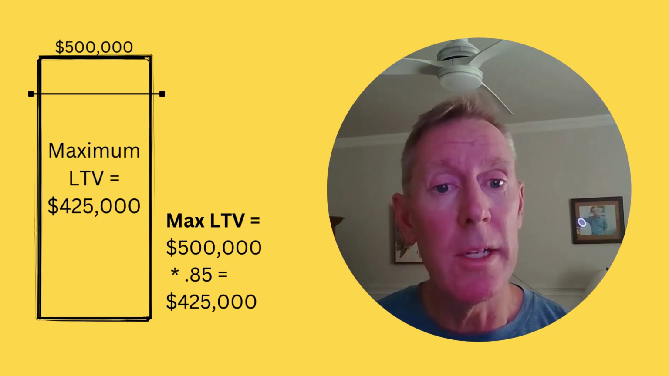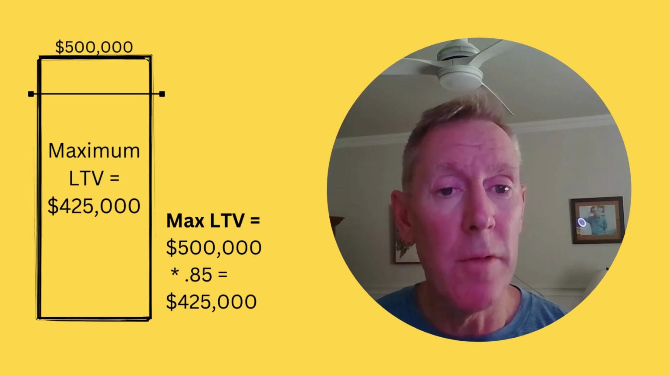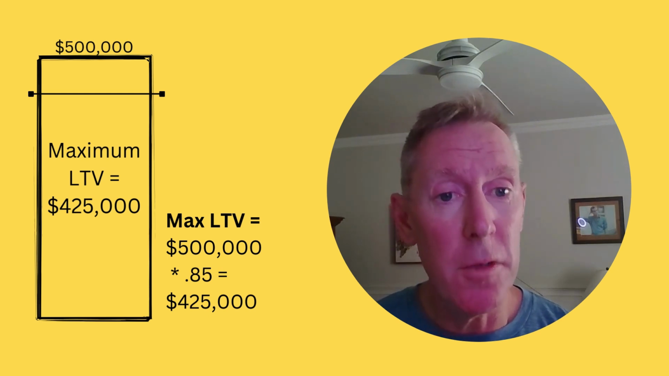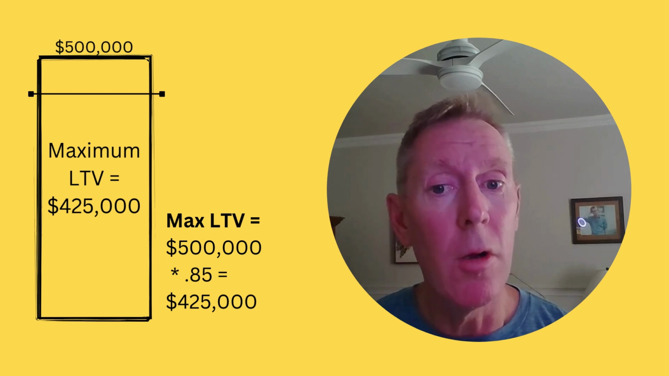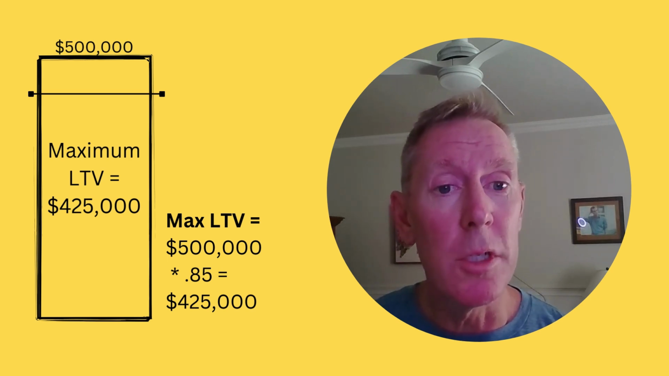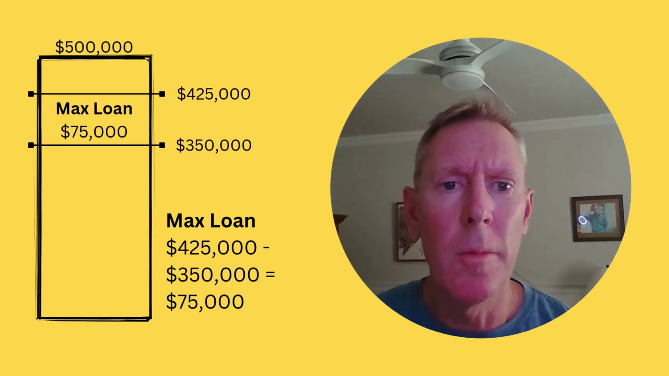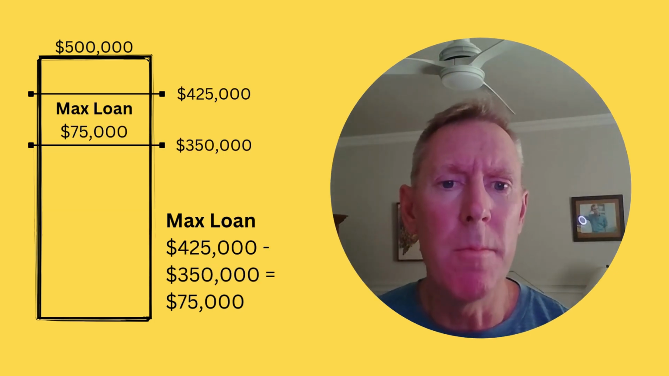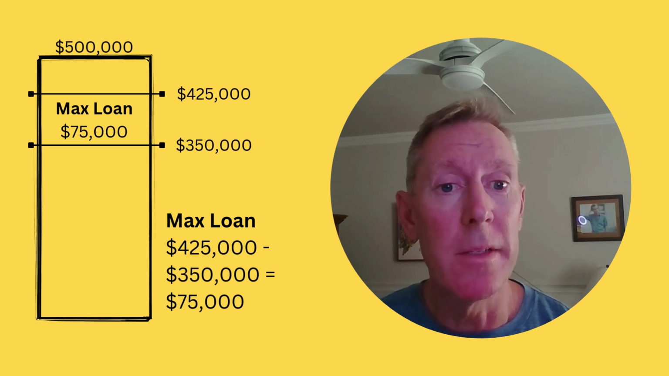In this example, let's say the bank had a maximum loan to value that they will allow me to borrow against of 85%. So the first step in calculating how much I can borrow is to multiply my property value times 85%, which is $425,000.